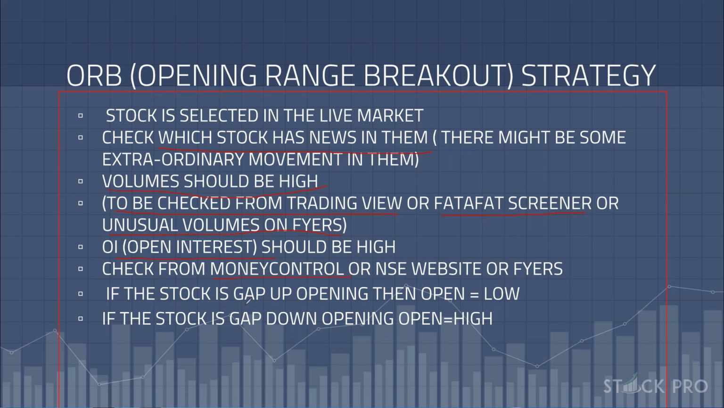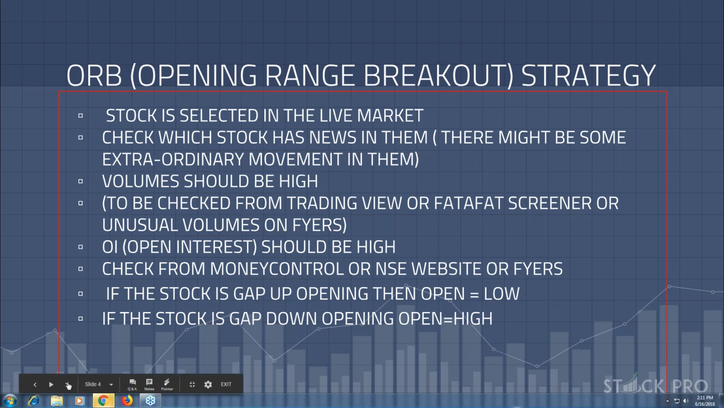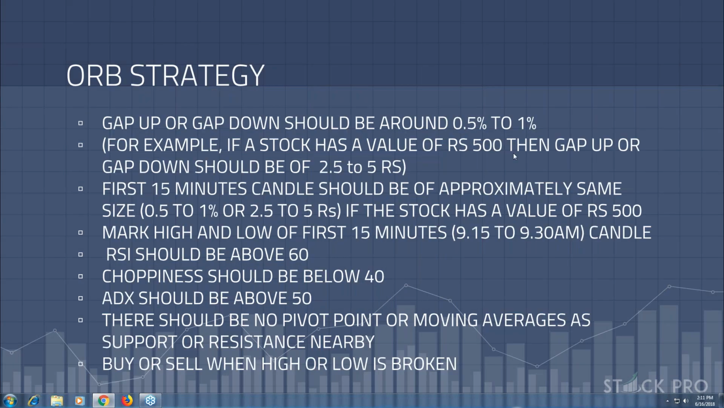If the stock is having a gap up opening, that means open equals low. If the stock is gapping down, a gap down opening, then open should be equal to high, right? In case there is news, stocks do have unusual movements. So then we continue here. Gap up or gap down should be around 0.5 to 1%. Please remember that it should not be more than that.